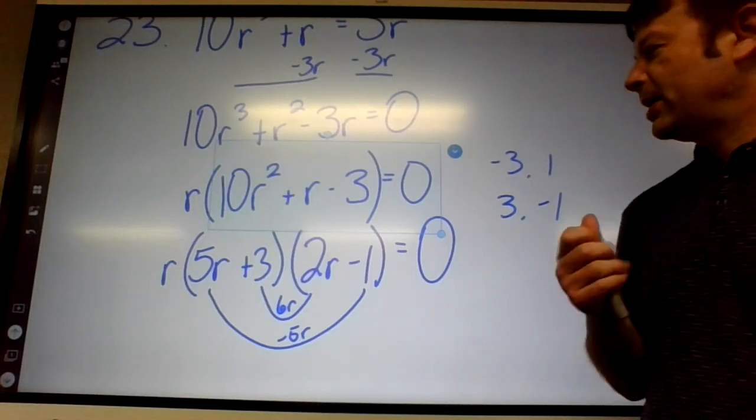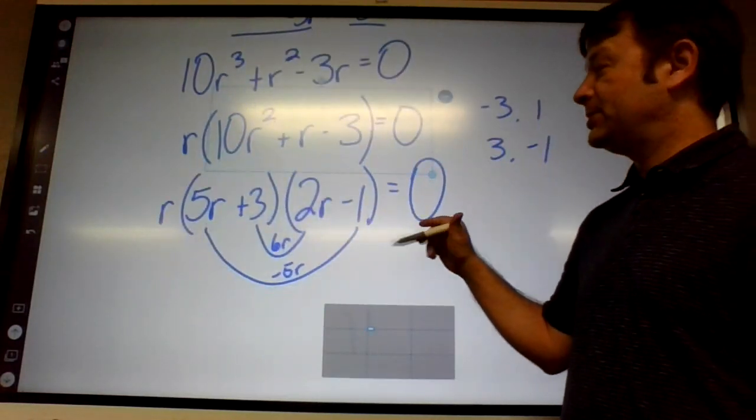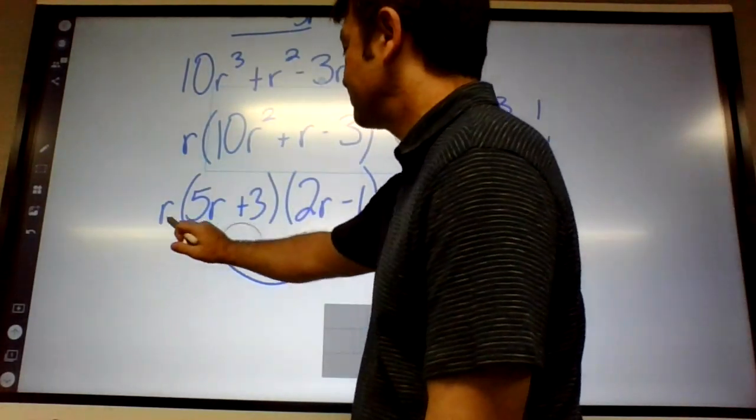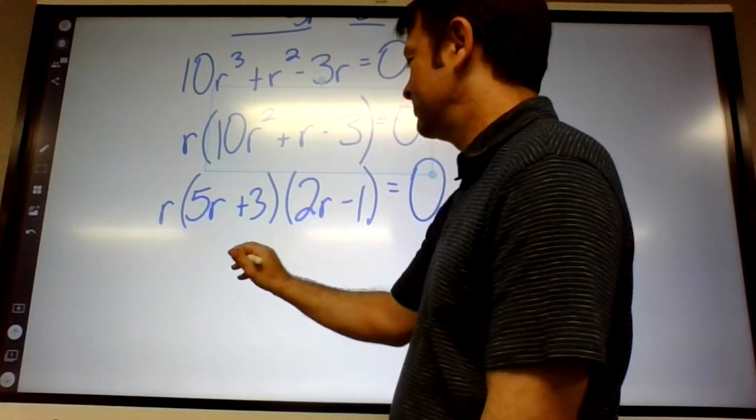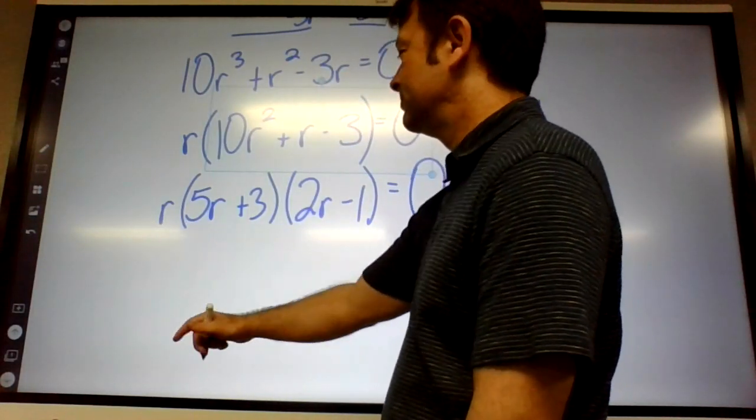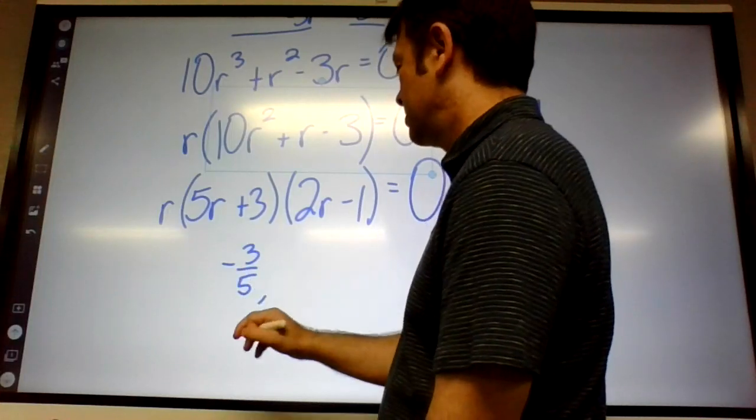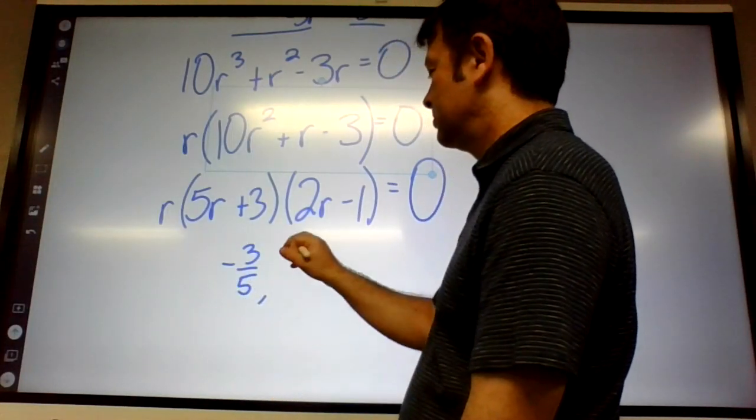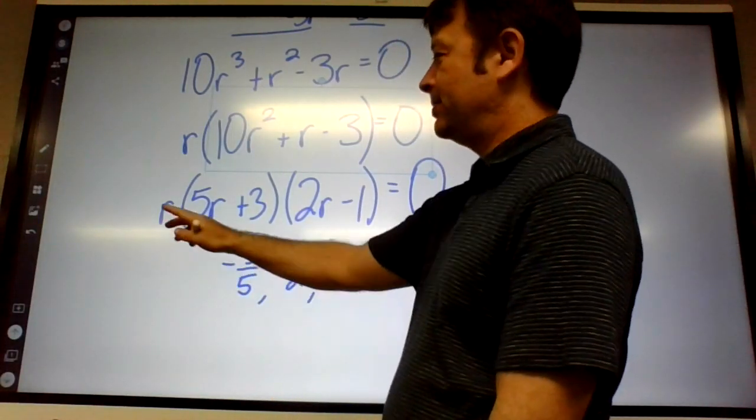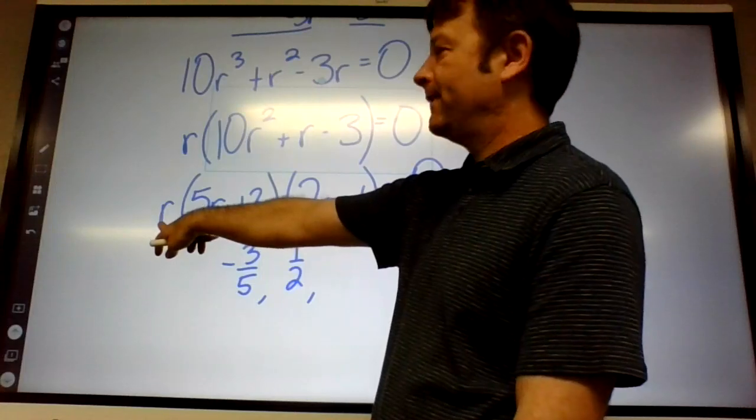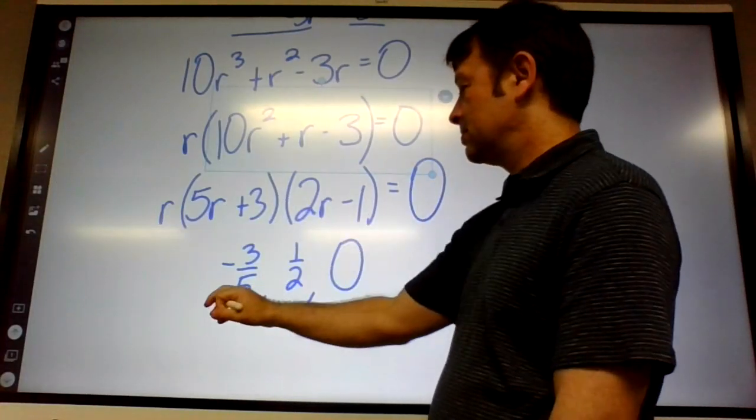Okay, anyways, what would the two answers on this one be? Negative 3 over 5. And 1 over 2. And, you guys remember this from yesterday? And 0. 0. Let's go!